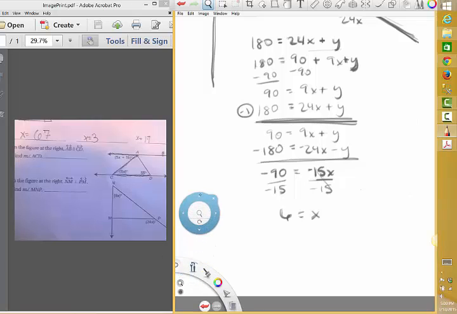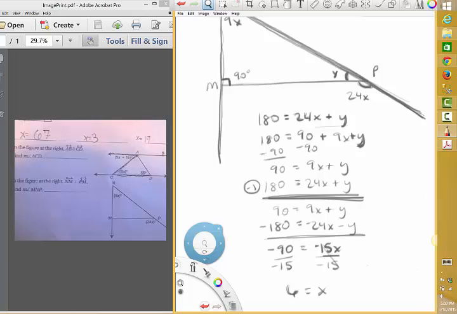Let me go back up here so I can see what it is that we need. So we want angle MNP, which is this angle. So it's 9x. Angle MNP equals 9x, which equals 9 times 6, which equals 54. So that's your second one.